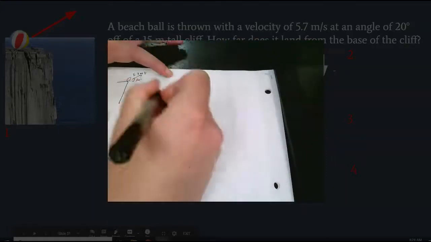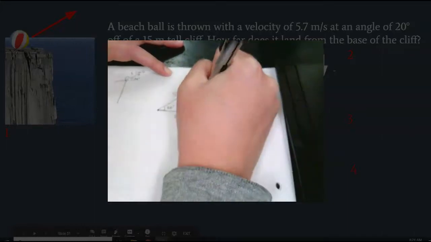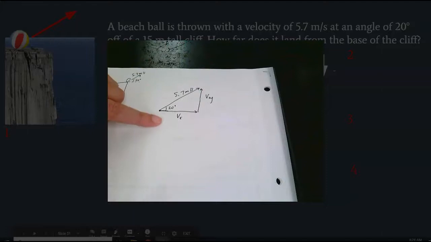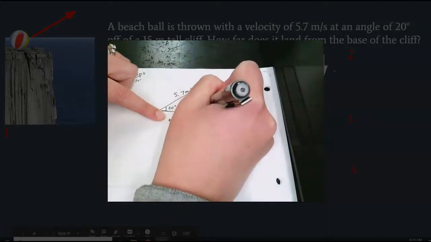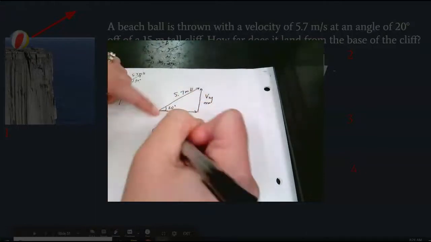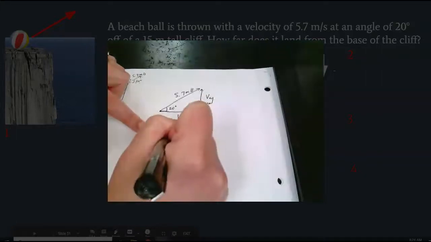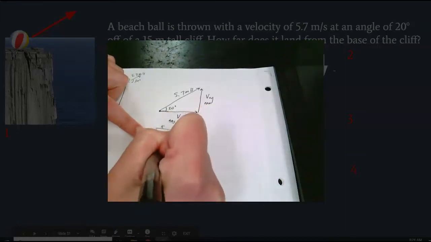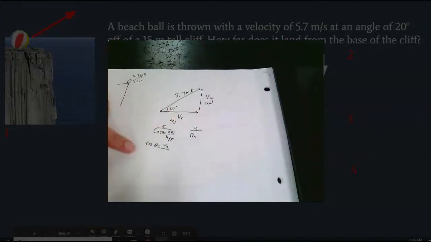Okay, we're going to use some trig. I'm going to draw in my x component and my y component, and then I'm going to use trig to solve for each of those values. So I know that my adjacent leg is going to be this one, and my opposite leg is going to be this one. So I'm going to use cosine for my x component, and I'm going to use sine for my y component. And cosine is adjacent over the hypotenuse.